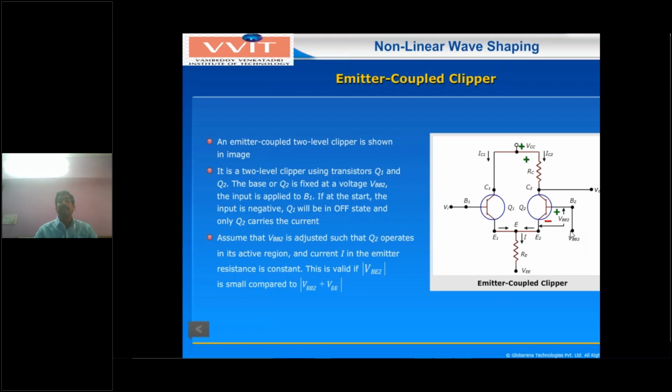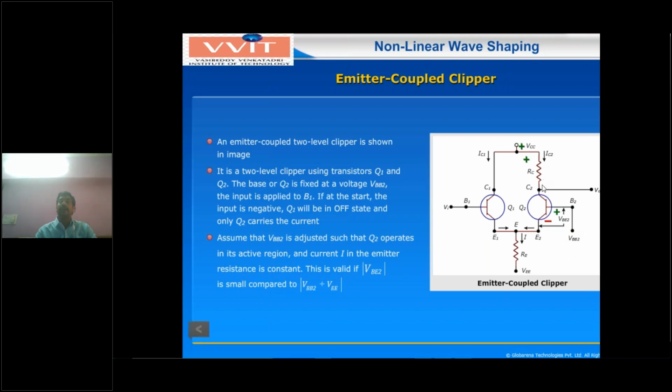Now how will we select VBB2? Whenever the input voltage's negative peak is applied at the base of Q1, transistor Q1 automatically goes to the cutoff condition, and then Q2 will be in the active condition. Likewise, you select VBB2 at a supply voltage, so that transistor Q2 will be in the active region. So Q1 will be off and Q2 will be on because of the bias voltage VBB2.